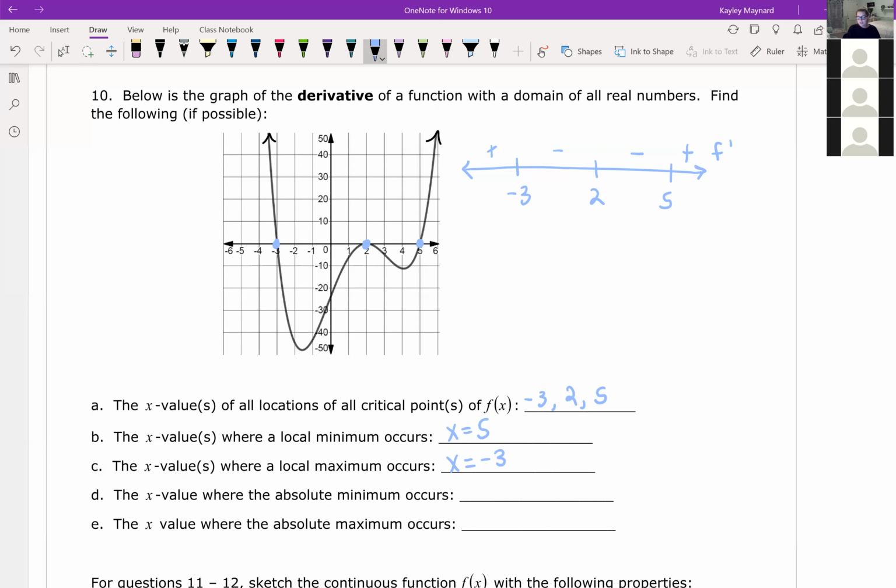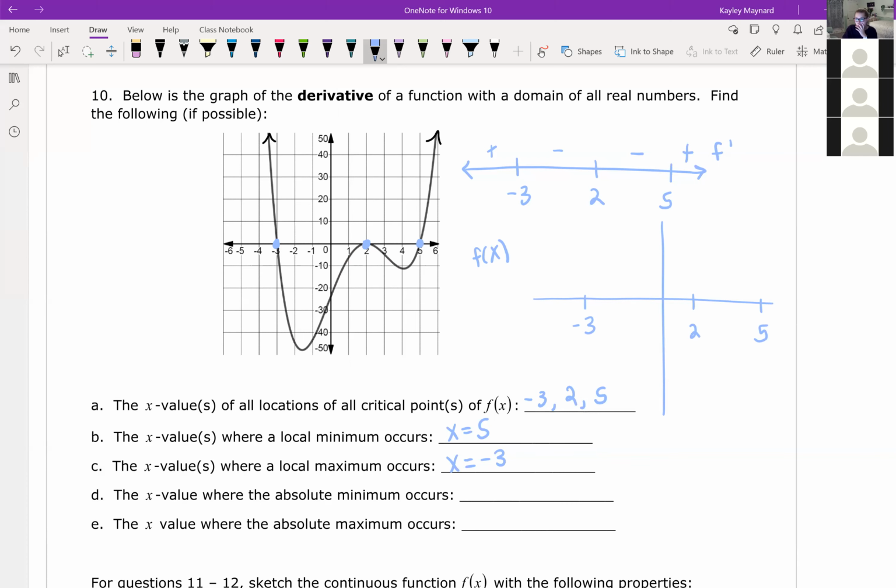Okay. This wants the x value where the absolute minimum occurs. I'm going to try and just sketch the function out, and I think that will give you visually why the answers for D and E are what they are. So if I try and sketch the function, this is going to be rough. And this is not the only option. There are many options for how you could sketch this.